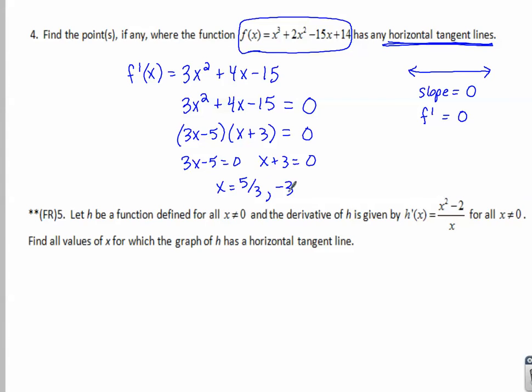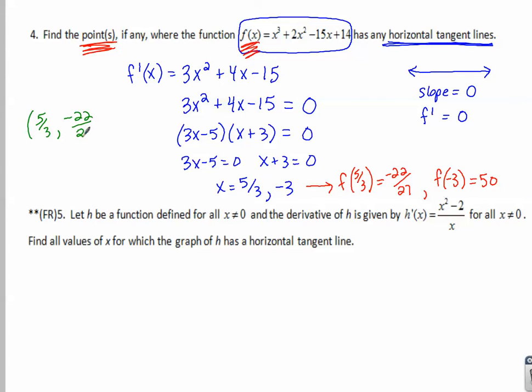Now it does ask for the points, not just the x values, so we will need to take this a step further and find f of 5/3, where we plug it into the original equation to get the y. That is negative 22/27, and we'll need to find f of negative 3, again plugging into the original, and that gives us 50. So really our answers have to be a little bit more involved when it says the points and not just the x values. Our final answer should be ordered pairs for points, (5/3, negative 22/27) and (negative 3, 50).